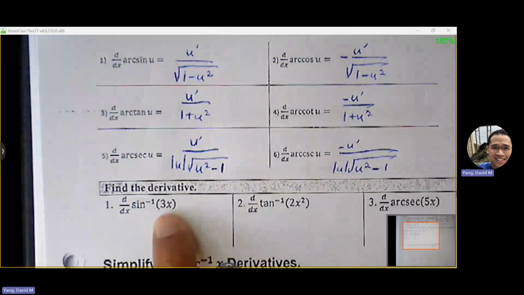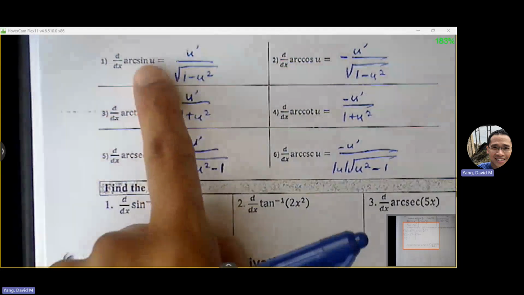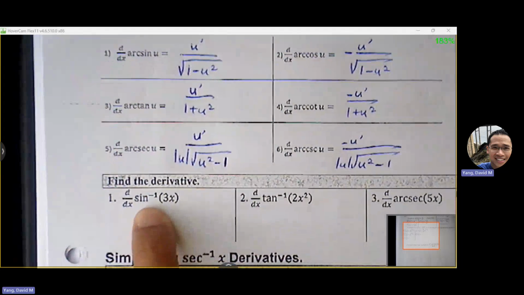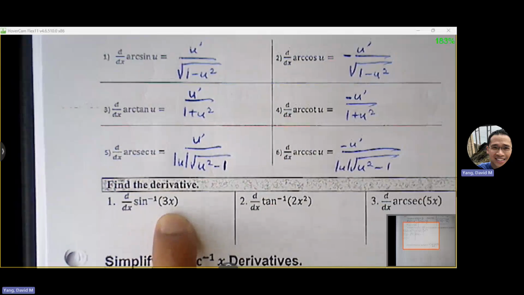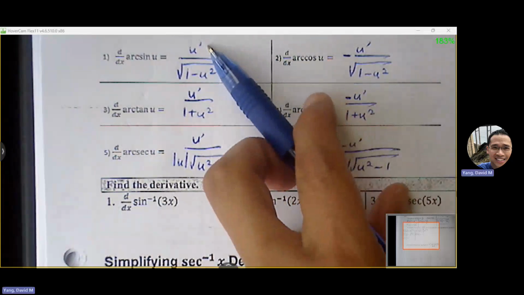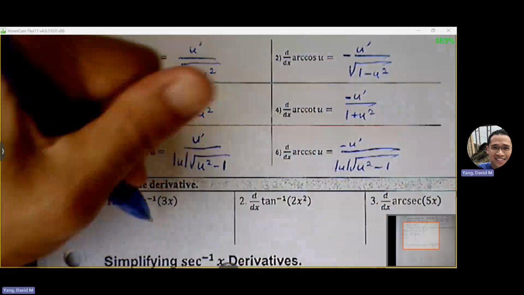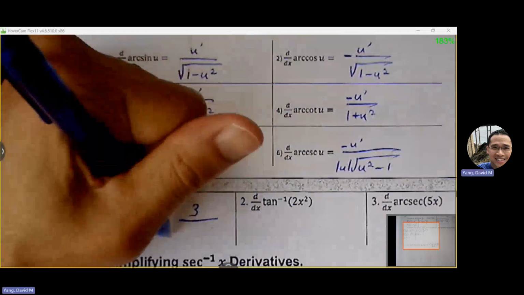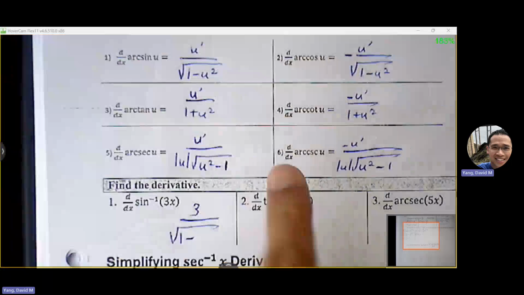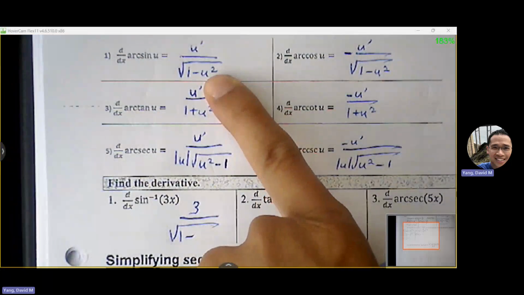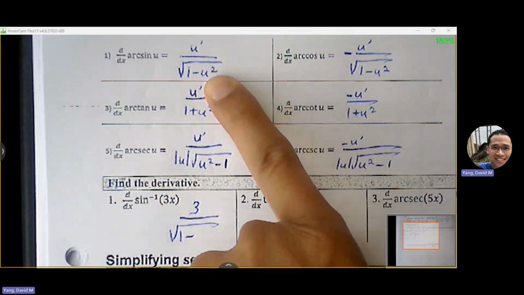So whatever is inside the parentheses is our u value. Okay, so let's see, if we want to find the derivative of arc sine or inverse sine of 3x, what goes in my numerator? Yep. And the denominator is just 1 minus 3x quantity squared, which is 9x squared.